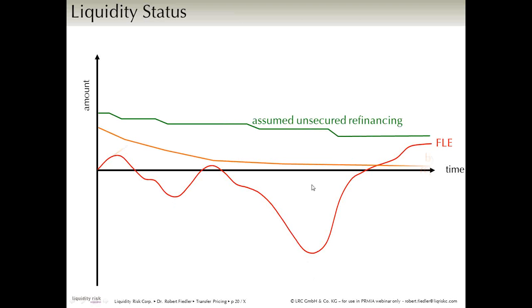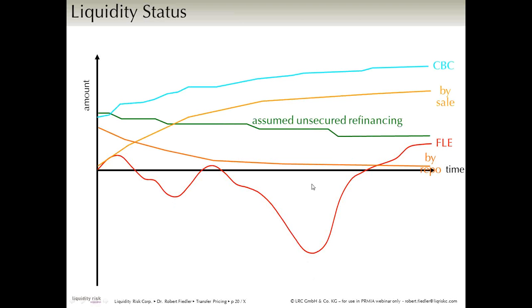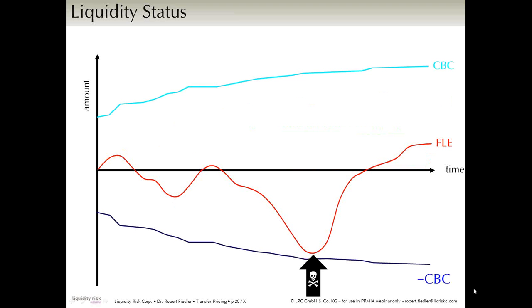So if we calculate the counterbalancing capacity and just flip it around for convenience, so we calculate the minus CBC, to see the difference between the FLE and the CBC more easily, we can see that the problem was already there, because there was already liquidity available very soon, and here it takes some time to get there. Obviously the bank in this example is relatively near to default.